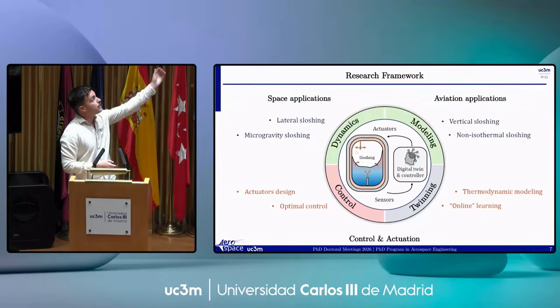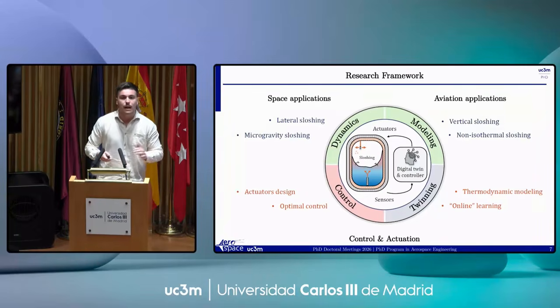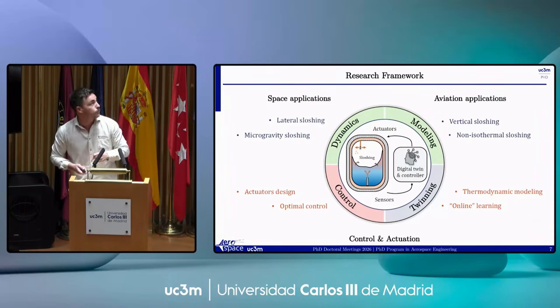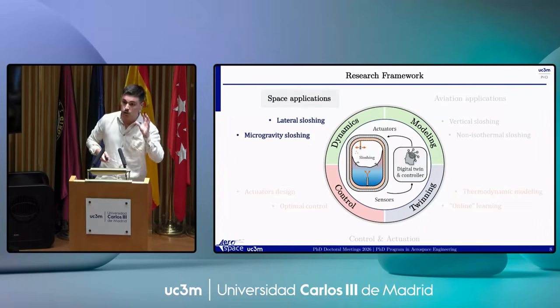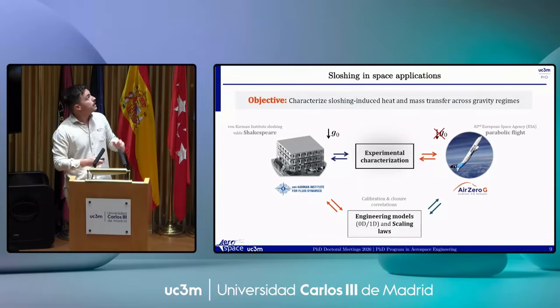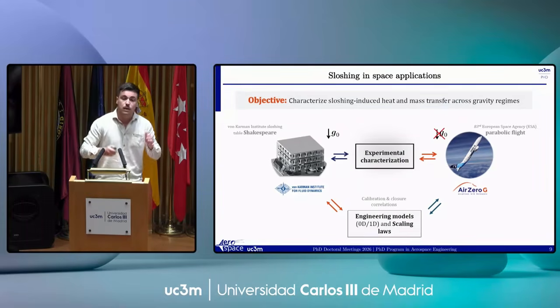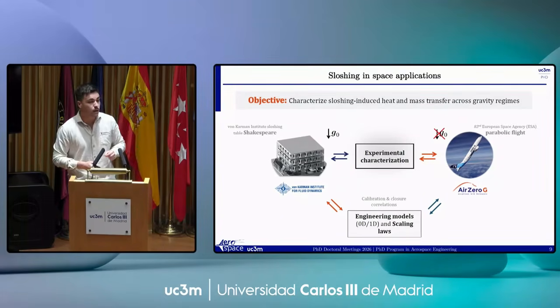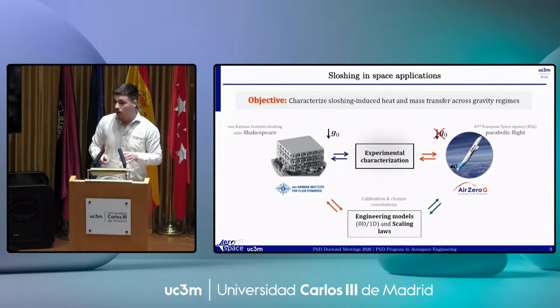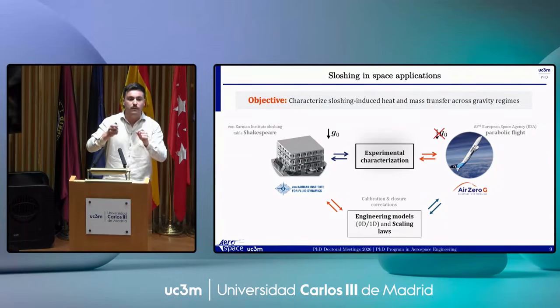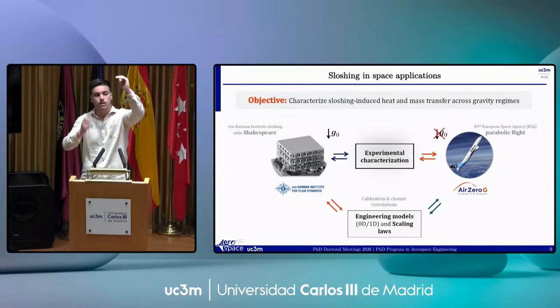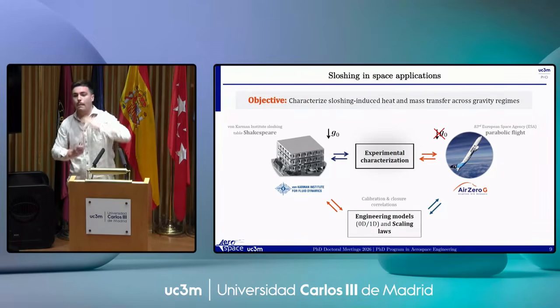So overall, what you see here is the menu of the PhD and also the menu of the presentation of today. And starting briefly by overviewing our first efforts focusing on space applications and sloshing, here our objective was to characterize sloshing-induced heat and mass transfer across gravity regimes. To do this, we did experiments on ground, gravity-dominated, and also in a parabolic flight, where we have a gravity step reduction profile from hypergravity conditions to microgravity and again to hypergravity.